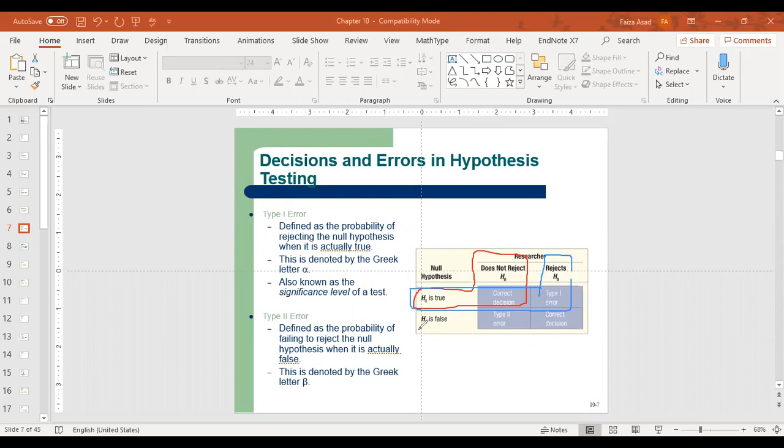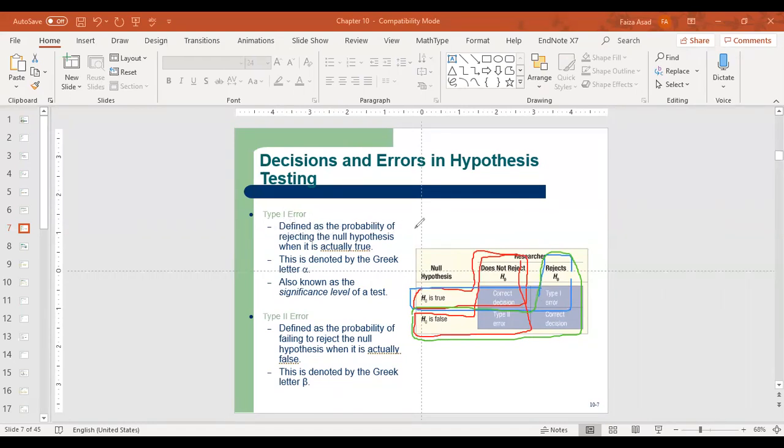If H0 is false and we do not reject H0, at that point a type 2 error will occur. If H0 is false and we reject H0, then the decision will be correct. So this is the difference between error 1 and error 2. So let's see the definition.